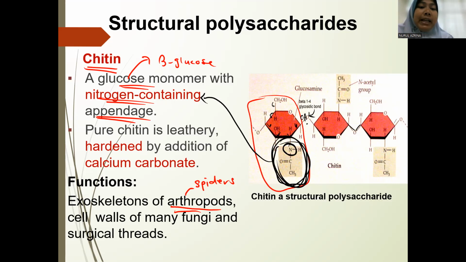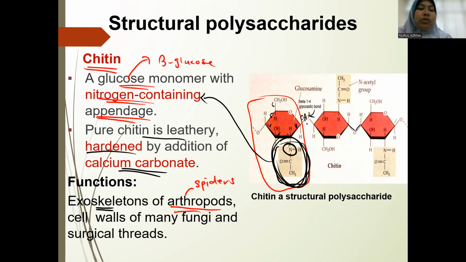Okay, alright. Pure chitin is leathery. Sifat chitin yang sebenar dia adalah leathery. Lembut, berbulu-bulu, something like that. But it is hardened by the addition of calcium carbonate. Dan dia keras disebabkan oleh penambahan calcium carbonate. Okay, right. So, chitin is very good to make the exoskeleton, kerangka luar kepada arthropods.